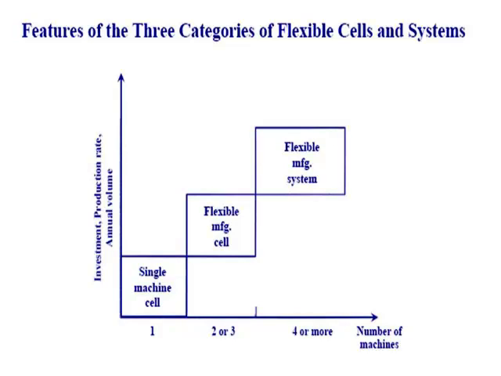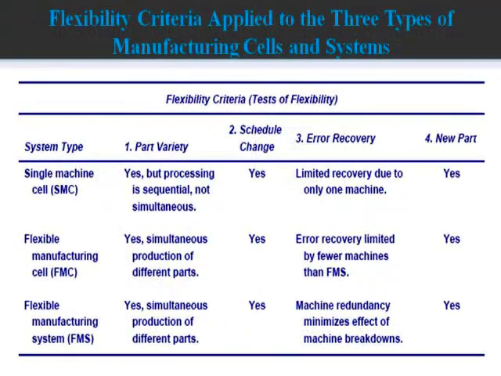Flexibility criteria apply to three types of manufacturing cells and systems. You can see in this table, for a single machine cell, part variety is yes, but processing is sequential, not simultaneous. Schedule change, yes. Error recovery is limited due to only one machine. New part, it is capable of producing new parts, yes.